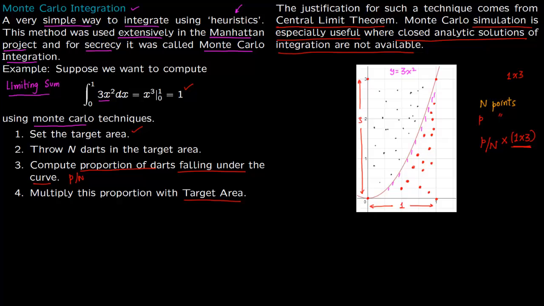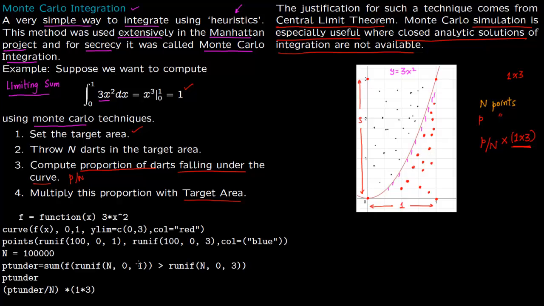So let us now see the R code. Step 1 is you set the function 3x squared. This is right here, you set it here, 3x squared. Then these two I have just shown for illustration. We are not going to use this for computation.